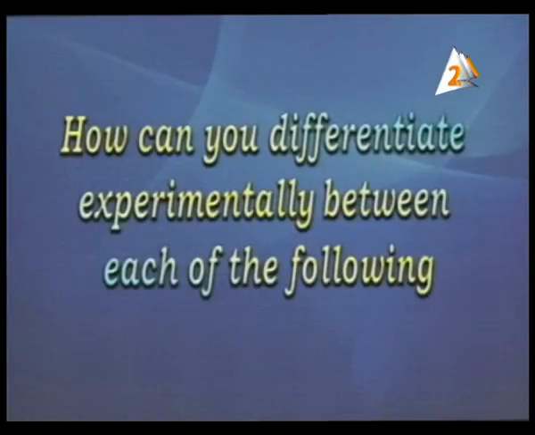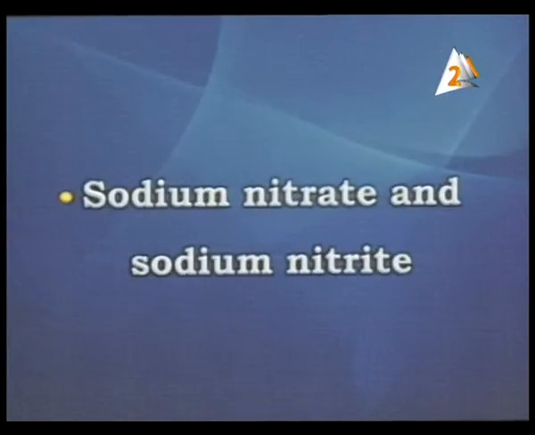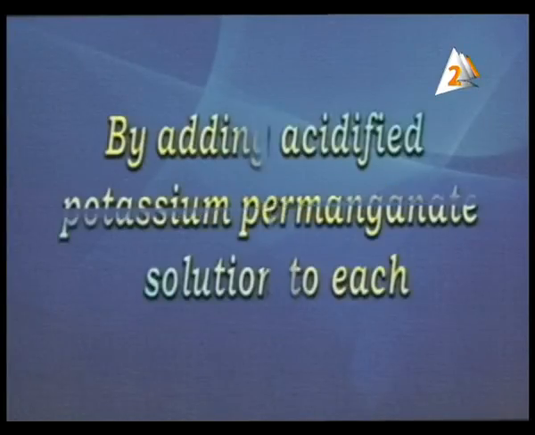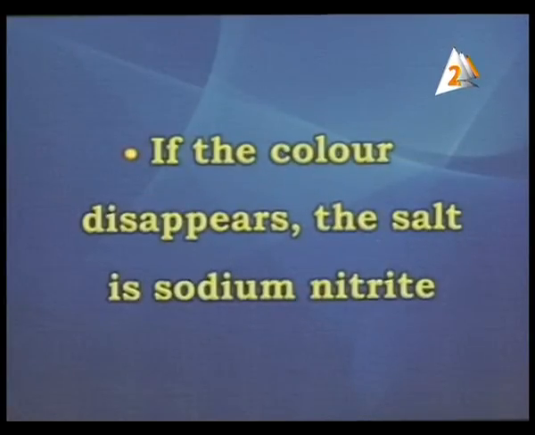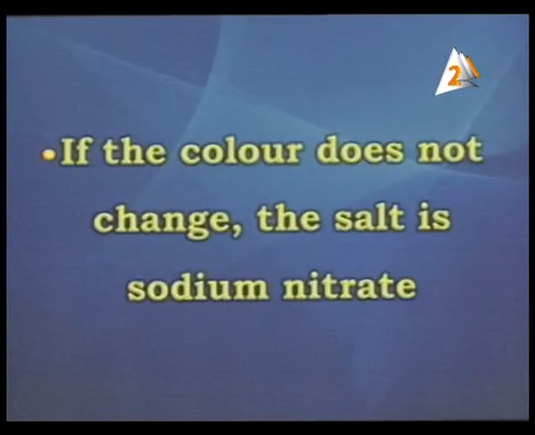Next type of question, my dear students. How can you differentiate experimentally between each of the following? Sodium nitrate and sodium nitrite. By adding acidified potassium permanganate solution to each one. If the color of potassium permanganate disappears, the salt is sodium nitrite. But if the color doesn't change, the salt is sodium nitrate.